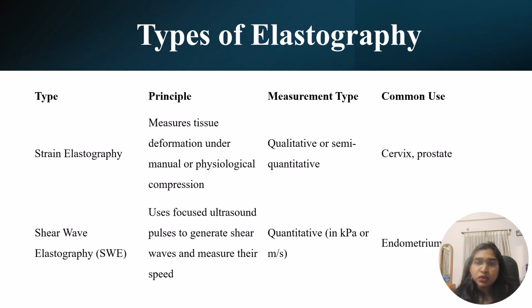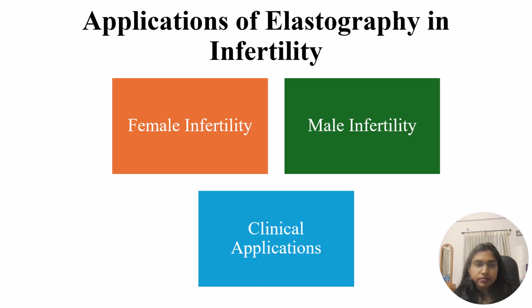So, comparing the types of elastography, strain elastography measures tissue deformation under manual or physiological compression. It is a qualitative or semi-quantitative one, and it is commonly used in cervix, prostate. While shear wave elastography uses focused ultrasound pulses to generate shear waves and measure their speed. They are quantitative. They give results in kilopascals or meters per second, and they are commonly used in endometrium and testis.